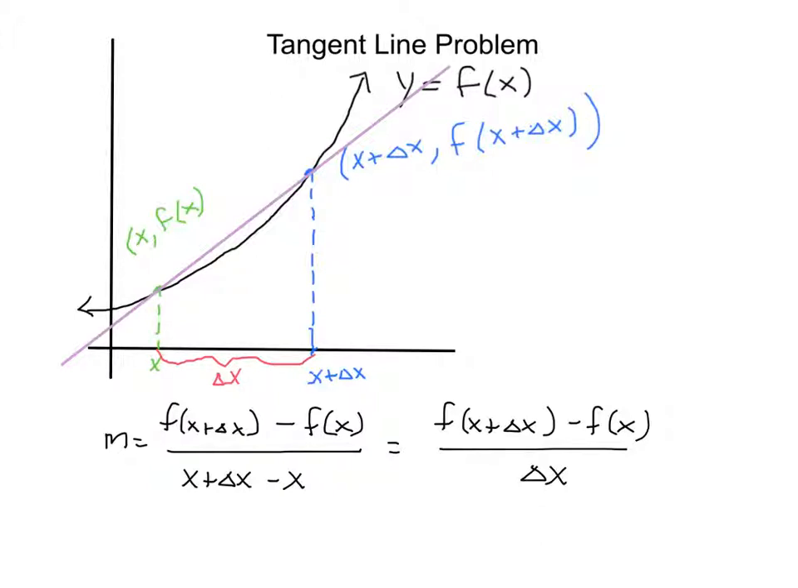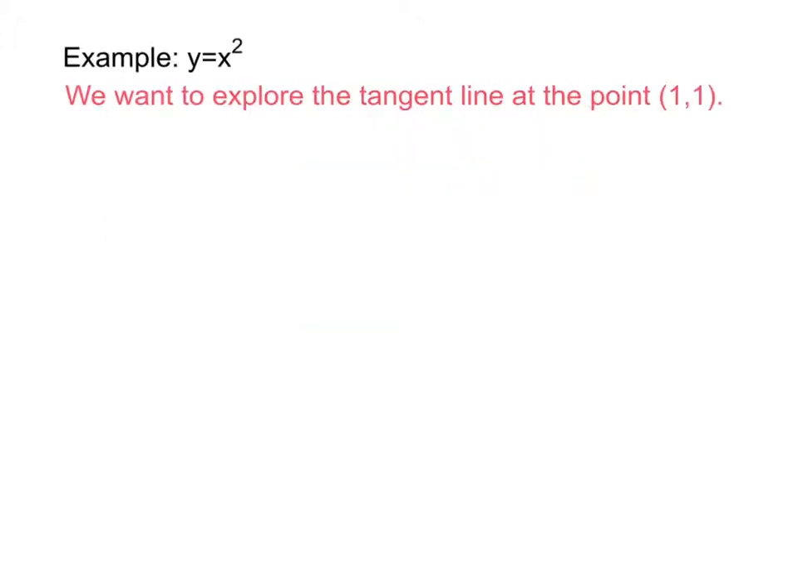Let's take a look at an example problem now. We're going to use a real basic example: y equals x squared, and we want to explore the tangent line at the point 1, 1. Instead of doing things symbolically, we're actually going to use numbers here. So we know we want to find the tangent line to x squared at this point 1, 1. So we know that's one of our points.